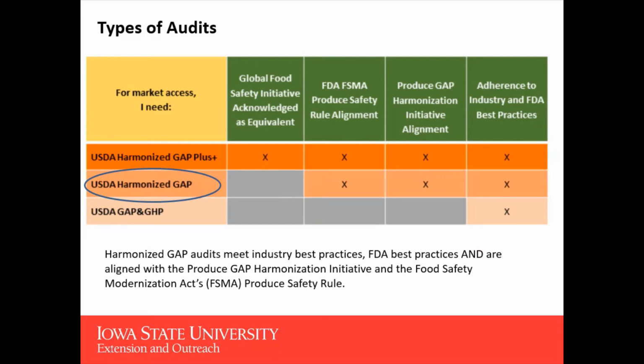When I started working with farms 10 years ago, we helped farms create food safety plans and record keeping that would satisfy the basic GAP GHP audit. At the time, it was a good place to start for a small farm. Today, farms may want to consider a Harmonized GAP or Harmonized GAP Plus audit. Harmonized GAP audits meet the industry and FDA best practices and are aligned with the Produce GAP Harmonization Initiative and the Produce Safety Rule.